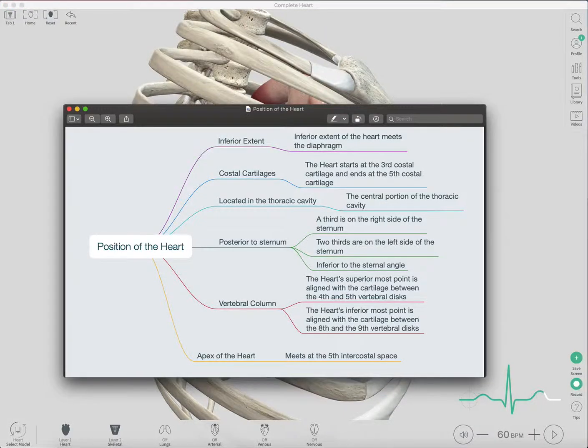So to cover what we did today, we covered the position of the heart, and we covered the points of the heart with reference to the structures around the heart.